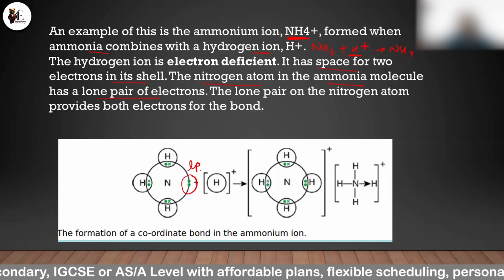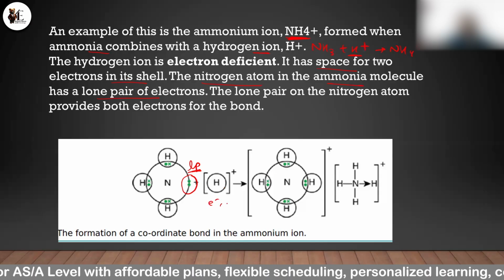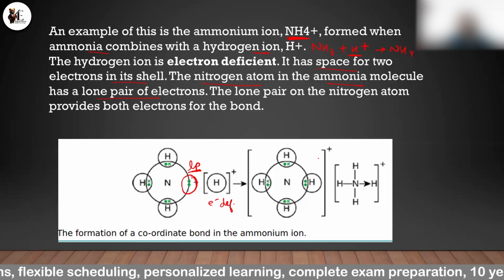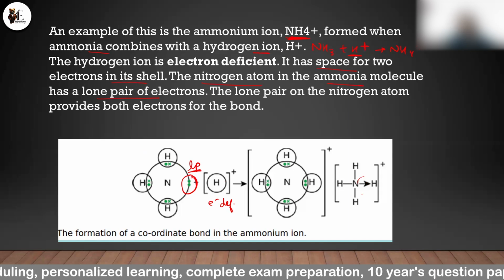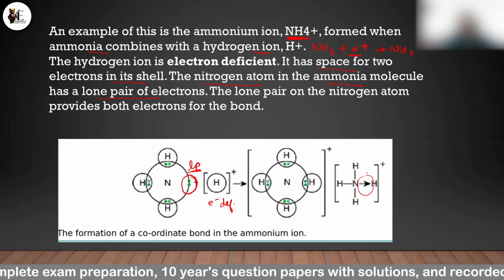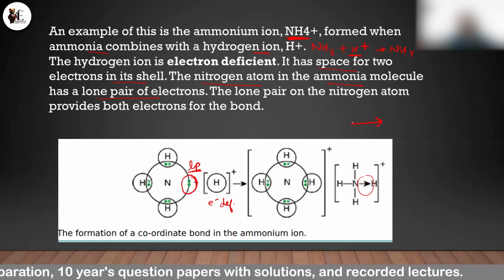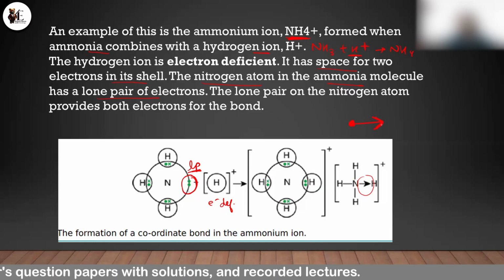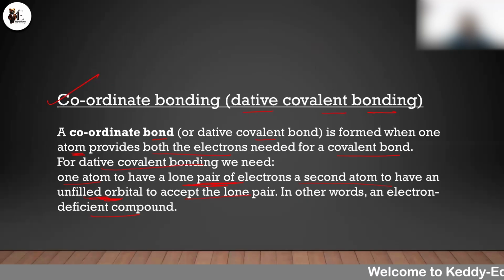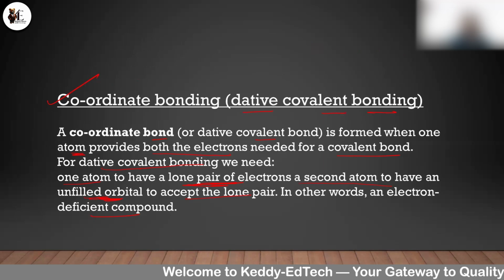The nitrogen atom in the ammonia molecule has a lone pair of electrons, right? This is my lone pair of electrons. That means it is electron rich and hydrogen is electron deficient. So the lone pair on the nitrogen atom will provide both electrons for the bond, and we have the formation of a coordinate covalent bond, and it is represented by this arrow. That means nitrogen is giving both its electrons to the hydrogen. So the coordinate covalent bond is represented by this arrow. That means it is giving, and this arrow means it is accepting both the electrons. Is it clear? So write down the definition of coordinate bonding, which is also known as dative covalent bonding. One example is the formation of the ammonium ion from ammonia.